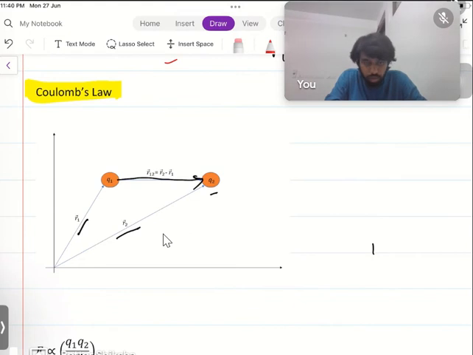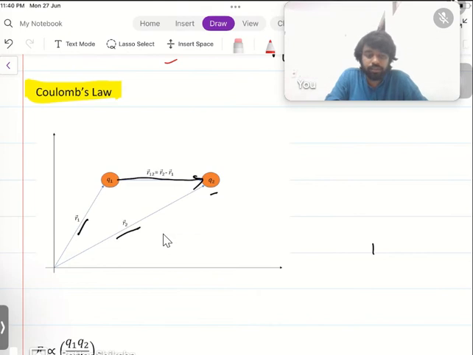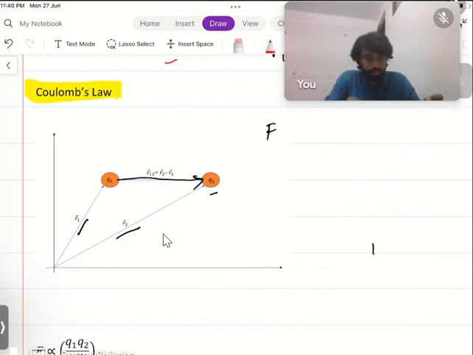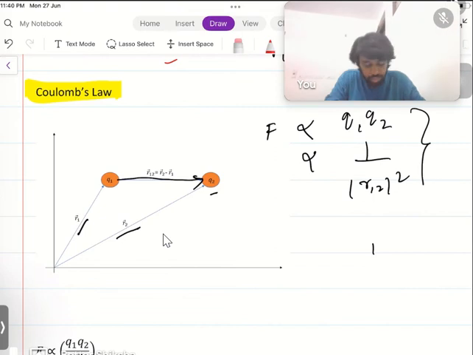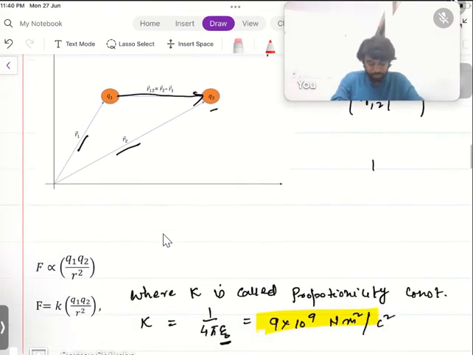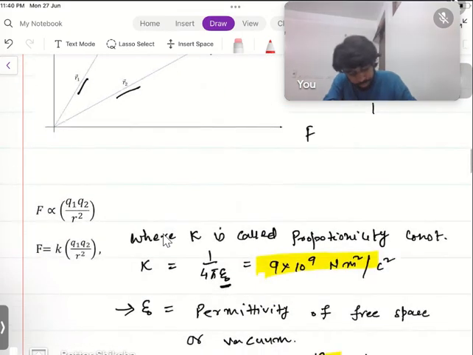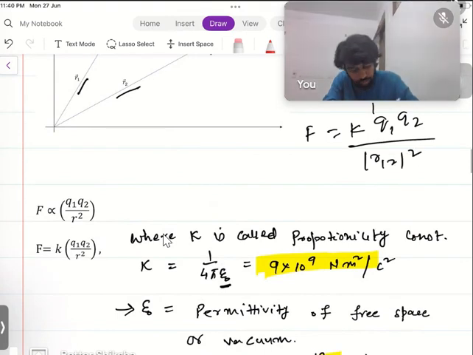Now, as I had mentioned, like charges or unlike charges either attract or repel each other. What he observed is that the force of attraction or repulsion between these two charges is directly proportional to the product of the two charges and inversely proportional to the square of the distance between them. So he gave a law: force is equal to k times q1 q2 by mod of r12 to the whole square.